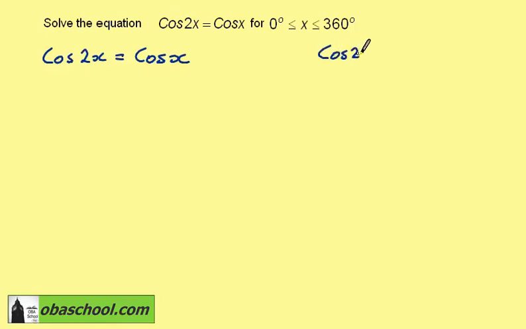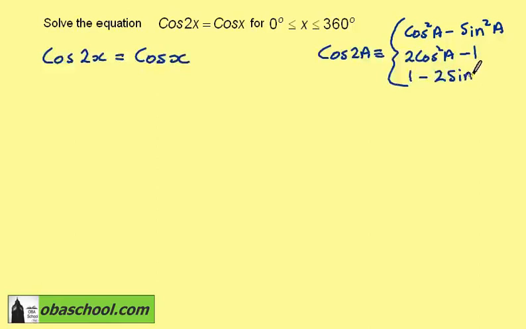We have the double angle identity. Cos 2a can be cos squared a minus sine squared a. It can also be 2 cos squared a minus 1. And it can also be 1 minus 2 sine squared a. Since this is cos x, let's try this one in the first instance. If it doesn't lead us towards a solution, we can always come back and try another.